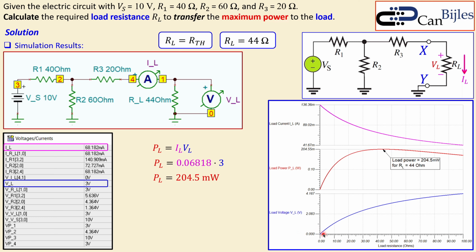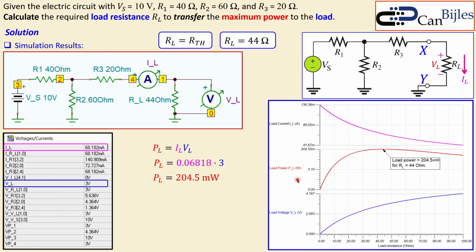What you also see from the load voltage, it also starts at 0 origin, as we have discussed in the general case, and then keeps increasing and gets some value for 100 ohms. But the interesting thing is load power. Load power is increasing and then gets some maximum value and then decreases again. And this is happening at 44 ohms, and the value is 204.5 milliwatts. So you can see it is not just increasing the load resistor in order to get the maximum power. You only get it when the load resistor is equal to the Thévenin resistance.